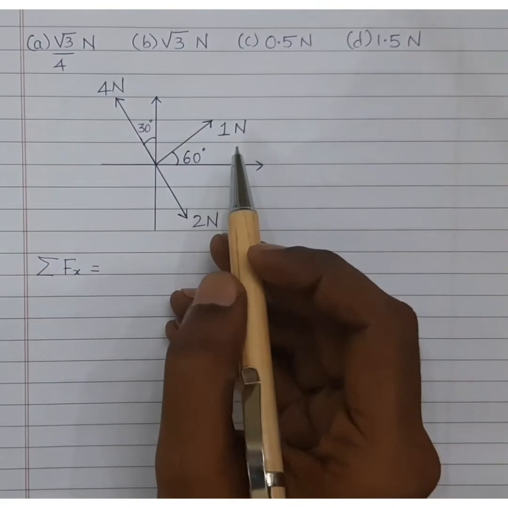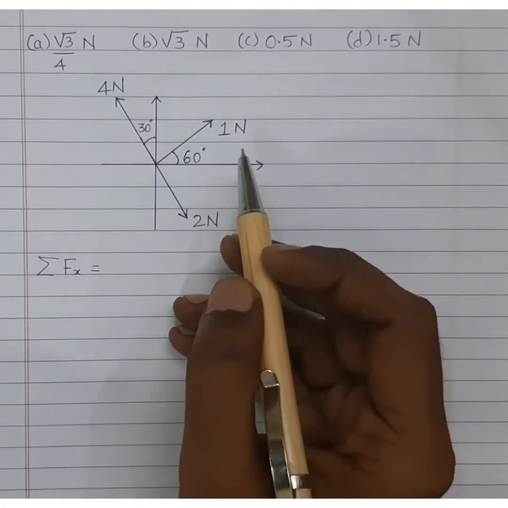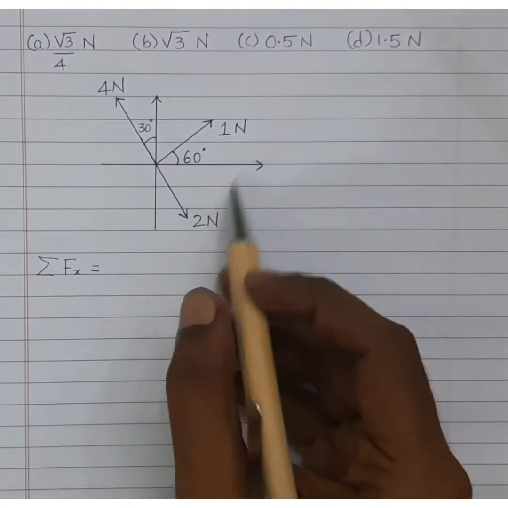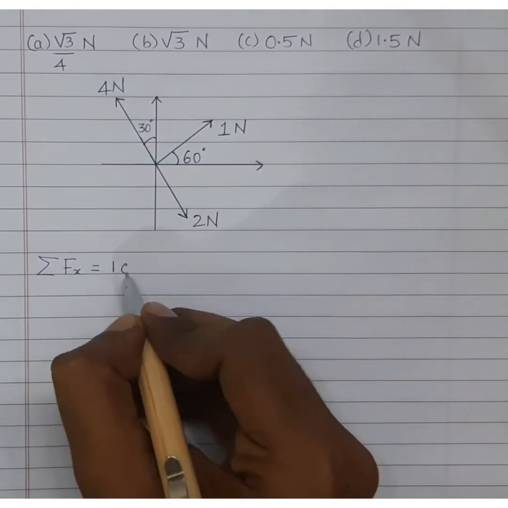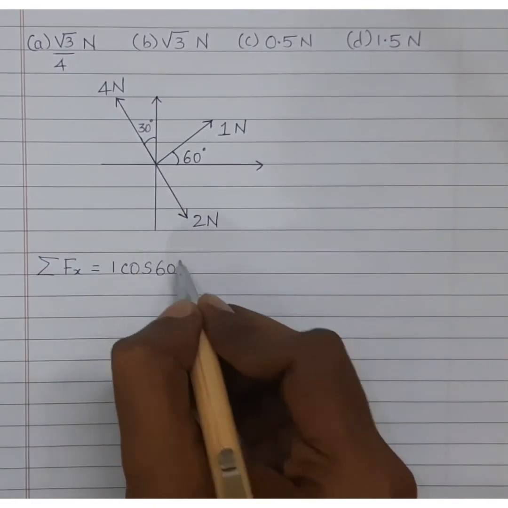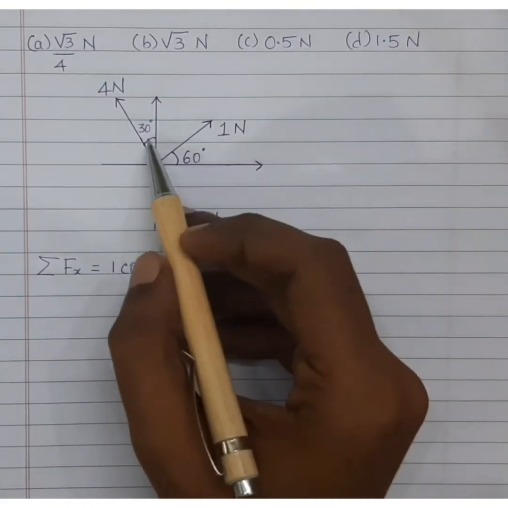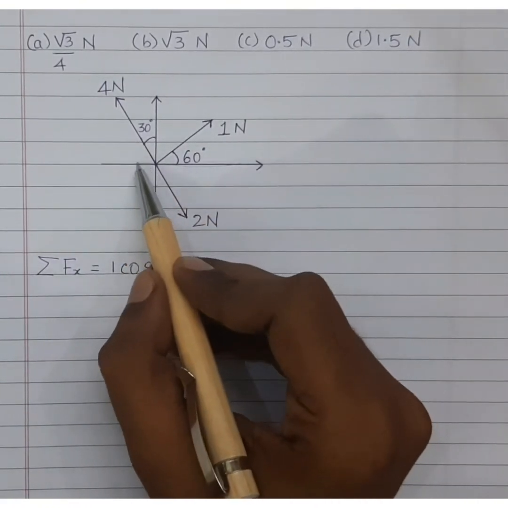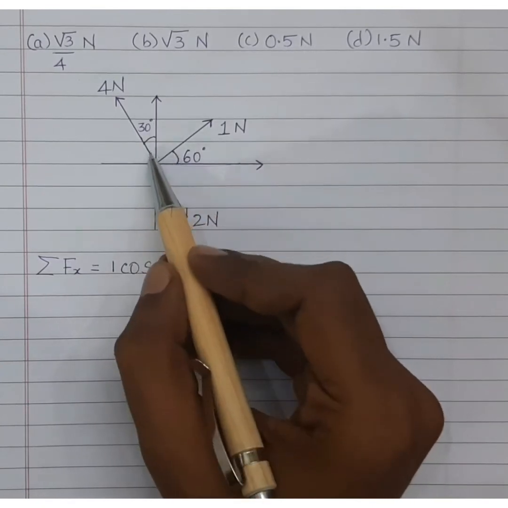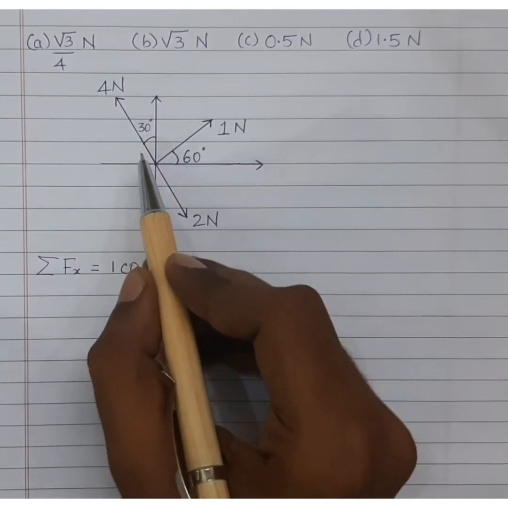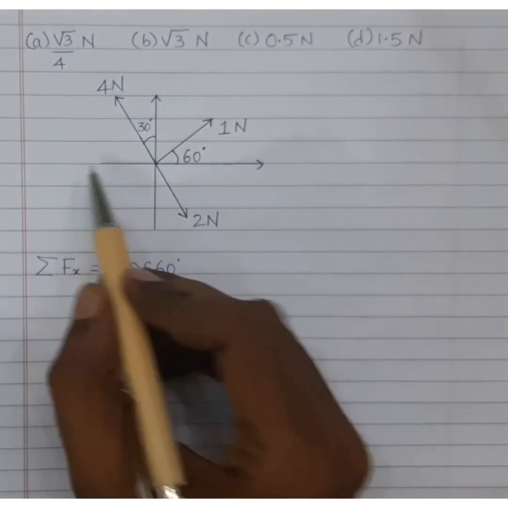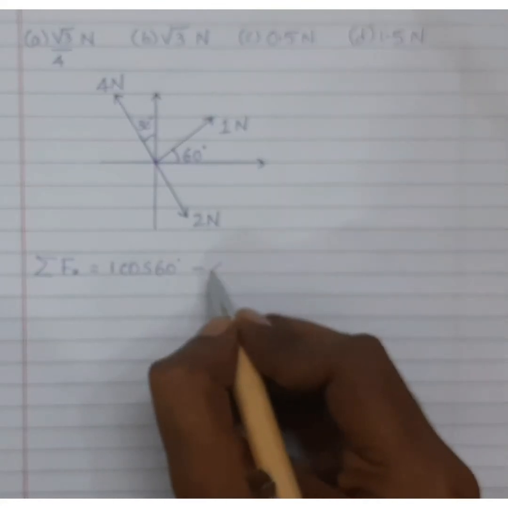Now for this 1 Newton, what is the horizontal component? It will be 1 cos 60. And it will be acting along this direction, so it is positive. Next for this 4, it will be 4 sin 30 because 30 is made with respect to the y axis. So it will be 4 sin 30 and the direction will be towards left. So it will be minus 4 sin 30.